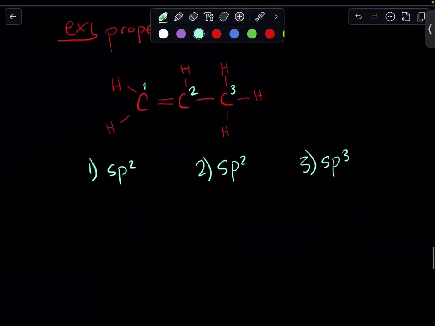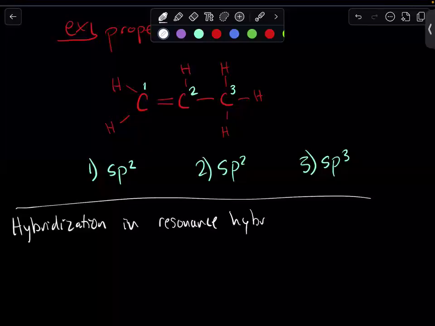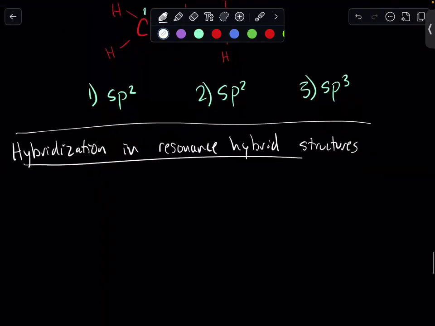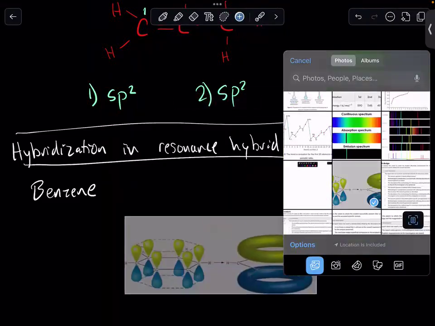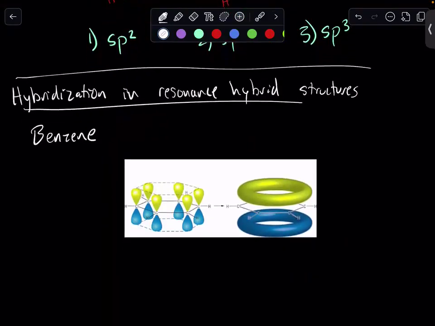So the last and final part of this entire lesson is, what about hybridization in resonance hybrid structures? So when we talk about resonance hybrid structures, we're going to talk about benzene, which is kind of like the most famous for it. So I'm going to once again continue to use the exact same image for benzene I always use because I really like it. The key here is that hybridization is based on the bonds.